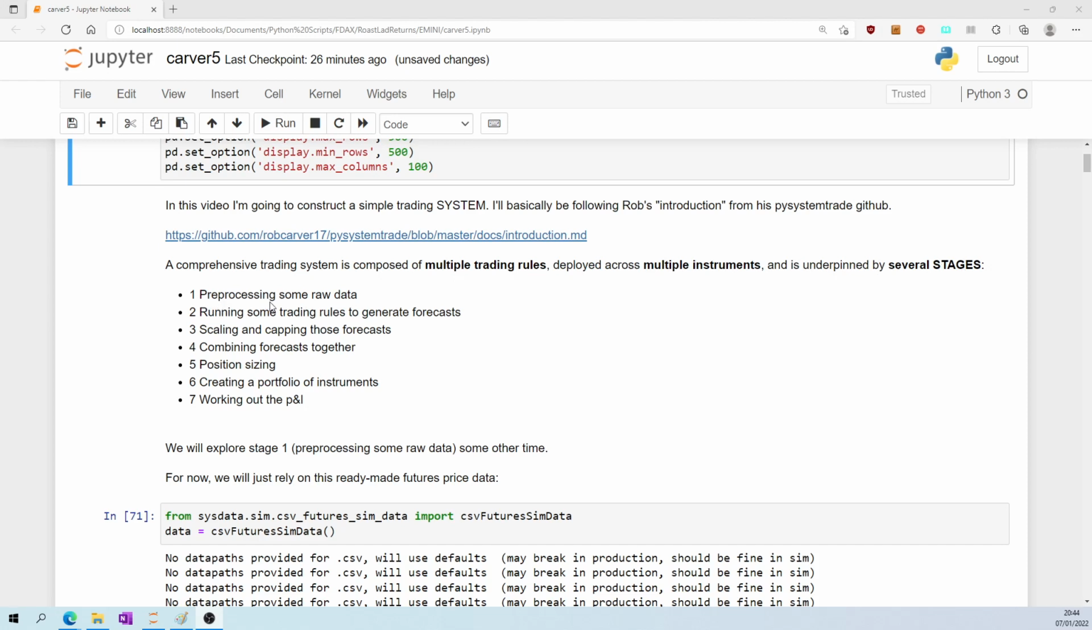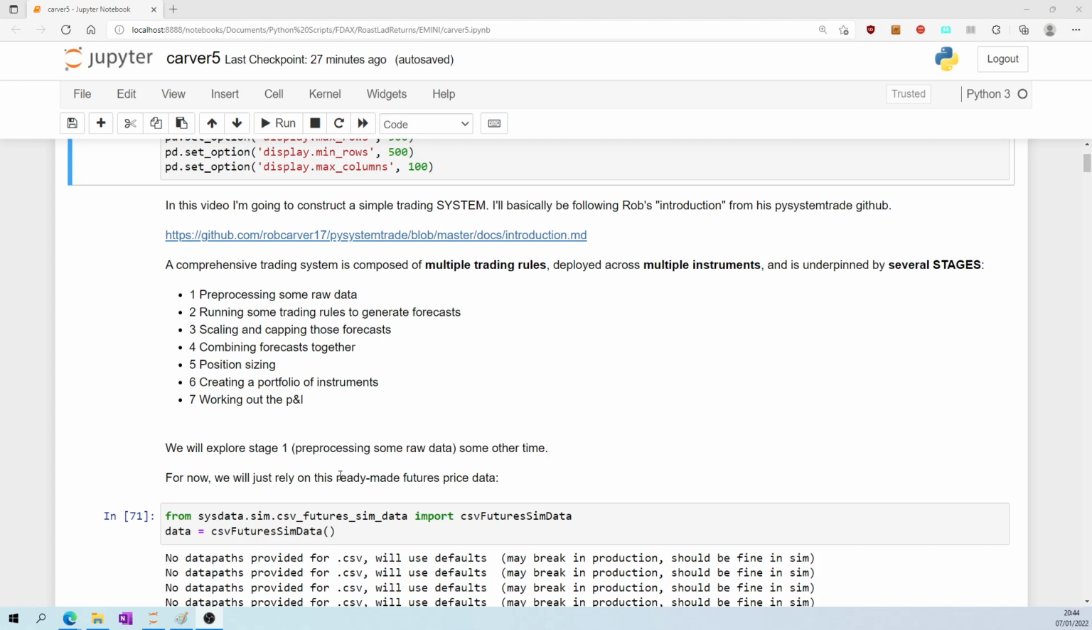Firstly, pre-processing some raw data. Secondly, running some trading rules to generate forecasts. Thirdly, scaling and capping those forecasts, and so on. We will explore stage 1, pre-processing some raw data, some other time.